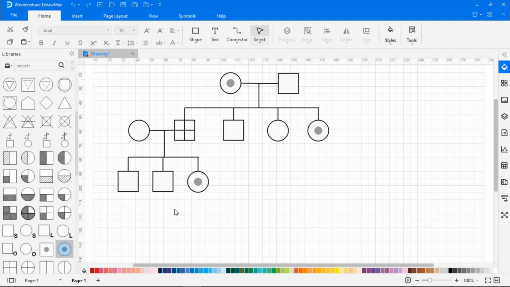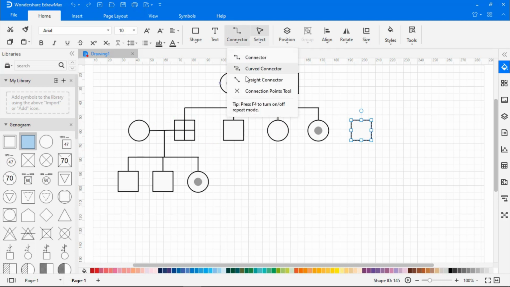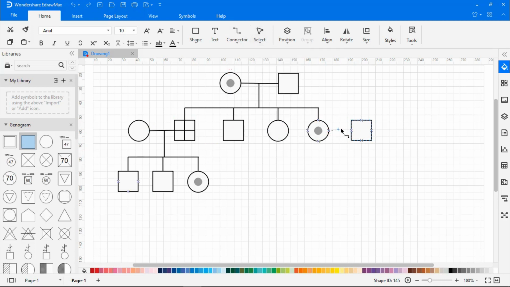Now let's see what happens when a carrier mother marries a normal male and has 3 children. They will have 1 normal male and female, and a carrier female.